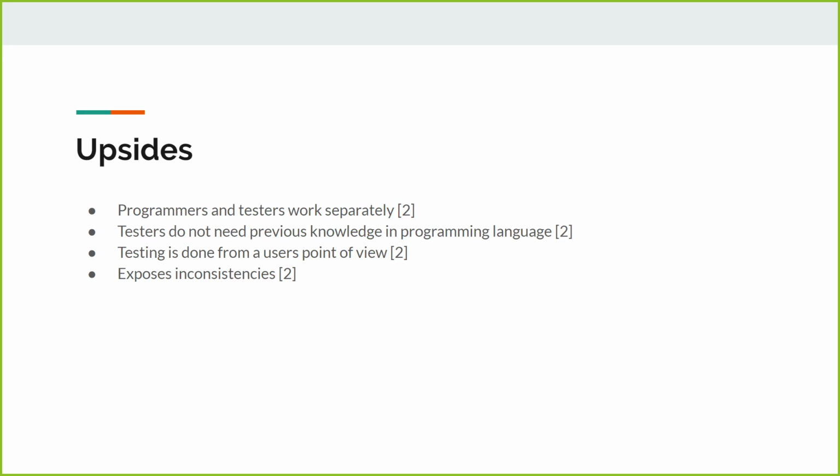Another upside to black box testing is that it's done from the user's point of view. A lot of testing is done where they go through the different functions and look for inconsistencies in the code. But with black box testing, it really only looks at what the user is going to look at. And that is great because it also can expose inconsistencies. Through much testing with black box, you're only looking at the inputs and outputs. So if you put in the same input and get different outputs, you can see those inconsistencies.